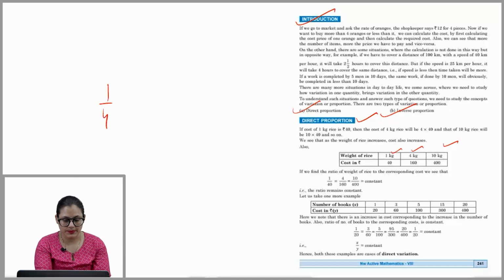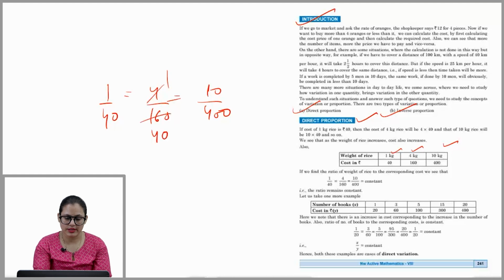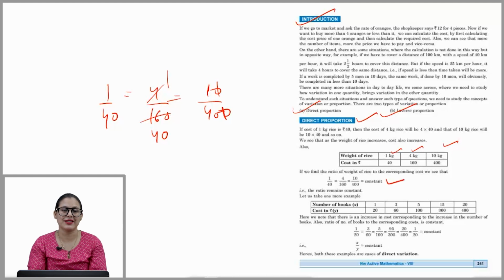Fine, 1 by 40 is equal to 4 by 160 is equal to 10 by 400. See, 4 ones are 4, 4 fours are 16, the zero goes, 1 by 40, 1 by 40, 1 by 40, this is constant.